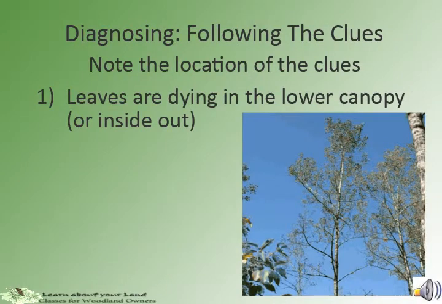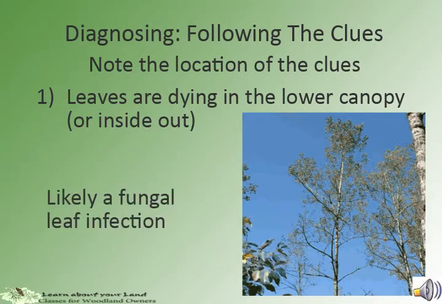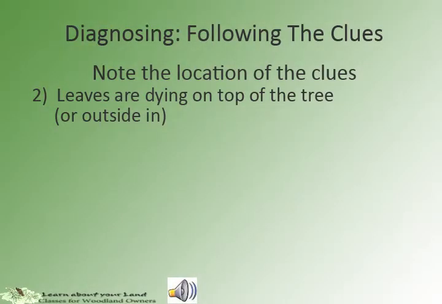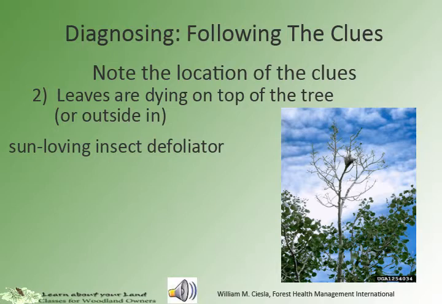If leaves are dying on the lower canopy, it usually indicates a fungal leaf infection. That is because it is more humid in the lower canopy where the sun doesn't dry things out as much and a disease can thrive. On the other hand, leaves dying at the top indicate a sun-loving insect, or a disease that prevents the transport of nutrients all the way to those furthest reaching branches.